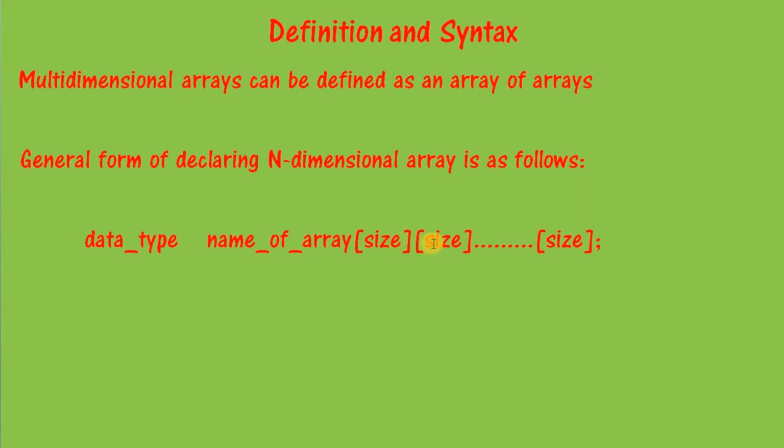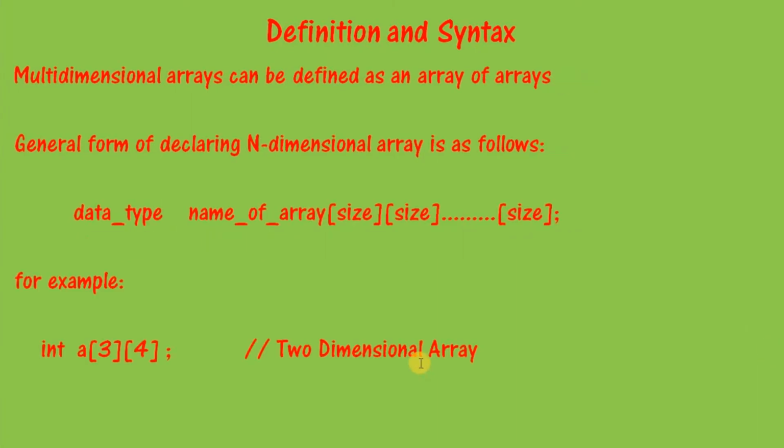Here, the sizes are the number of elements. Like for example, suppose I want to declare a two-dimensional array. Then it should look like this: int a, then square brackets. You have specified the data type, then the name, and then these sizes.